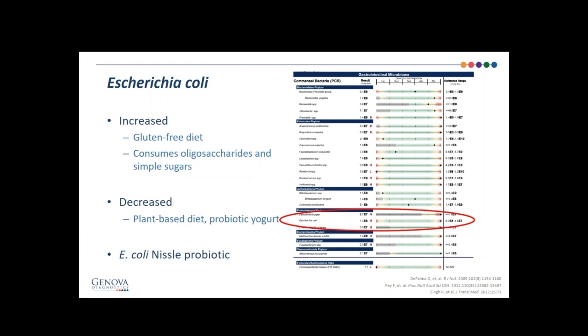And then there's this E. coli Nissle probiotic. This probiotic was studied with preventing disease relapse in ulcerative colitis. It protects against pathogens and maintains tight junctions. So again, not all E. coli is bad.